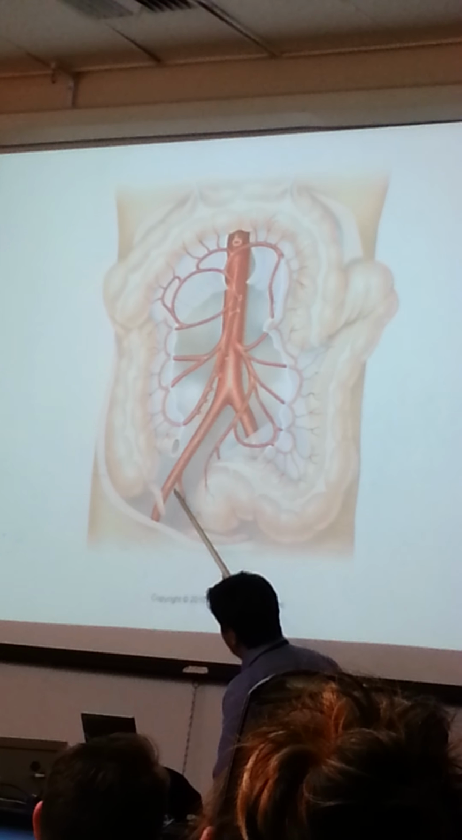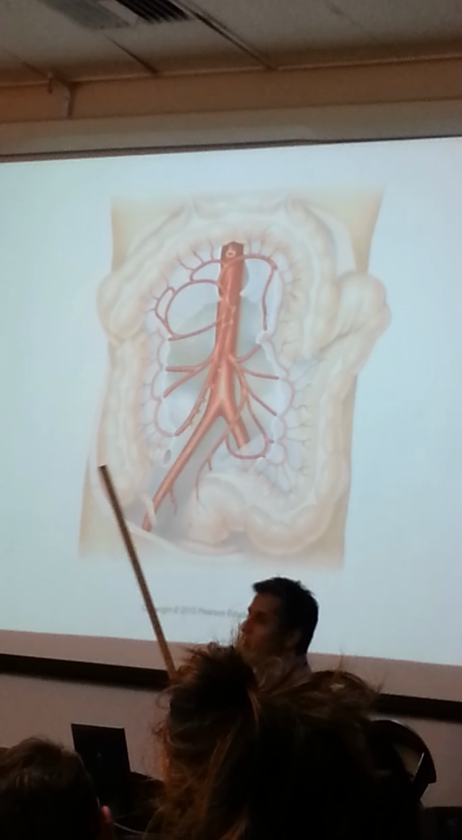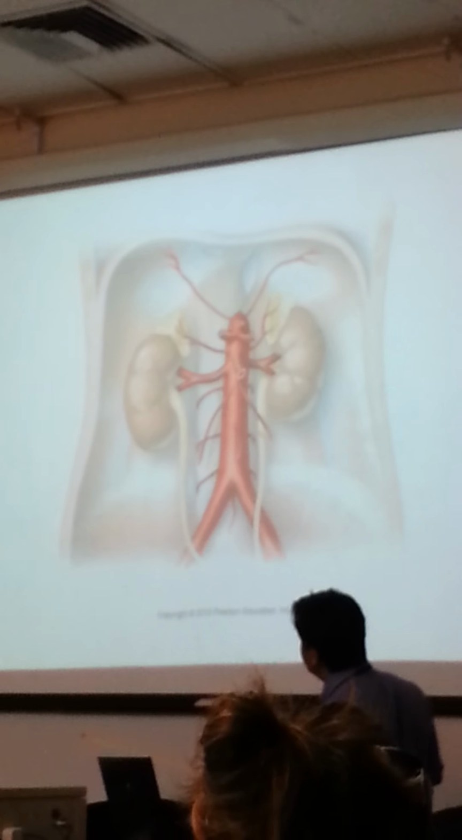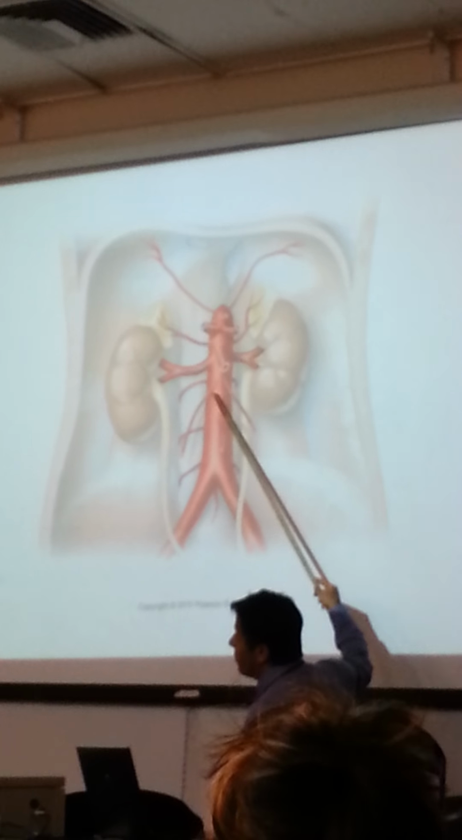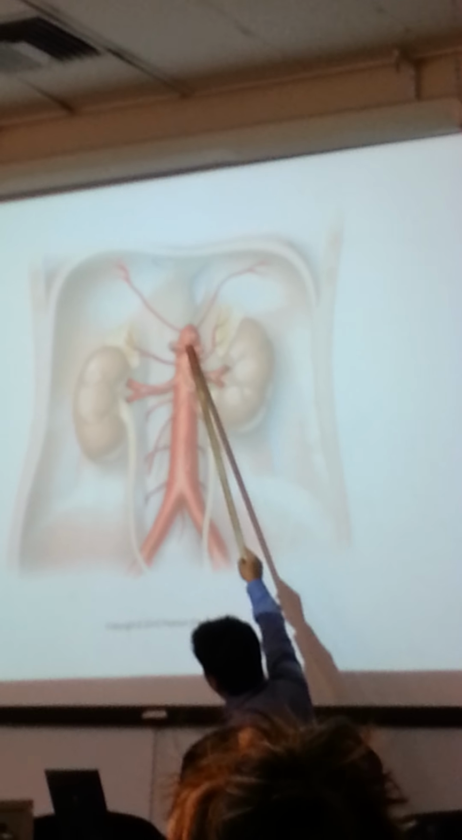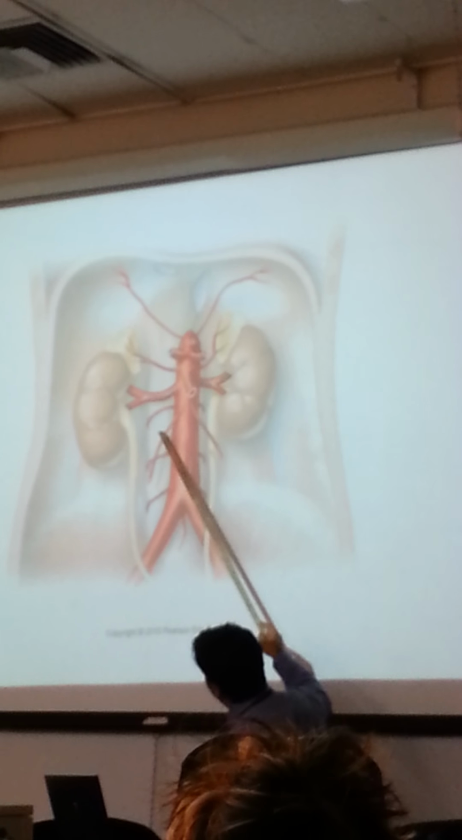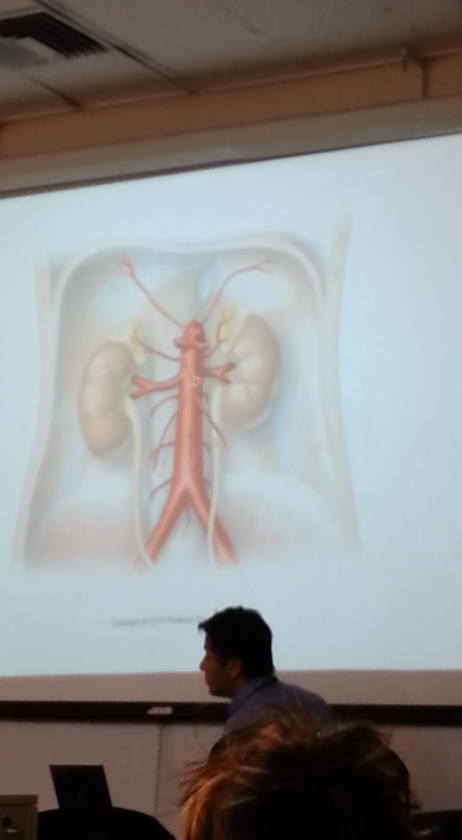Common iliac divides into internal and external. Anywhere you have common, there will be external and what? Internal. Now this is, again, which part of your aorta? Abdominal aorta. You have the celiac trunk, you have superior and inferior mesenteric, and those are your arteries that go to your testes and ovaries. What do you call that?